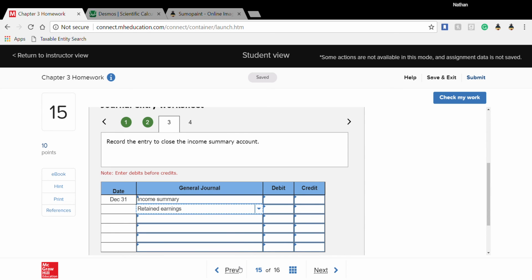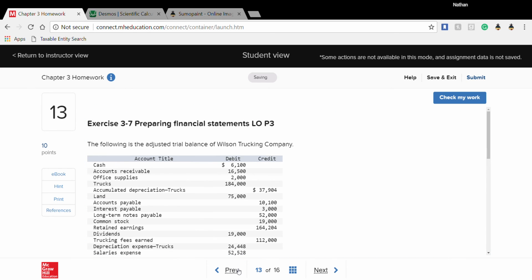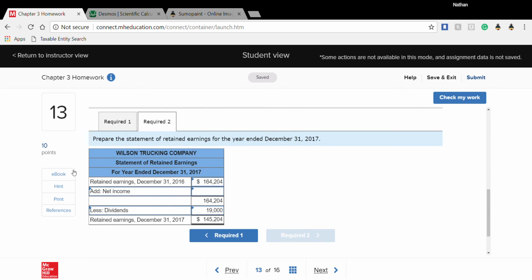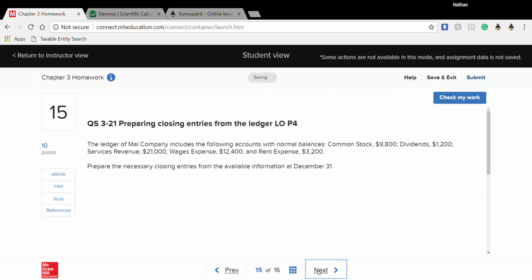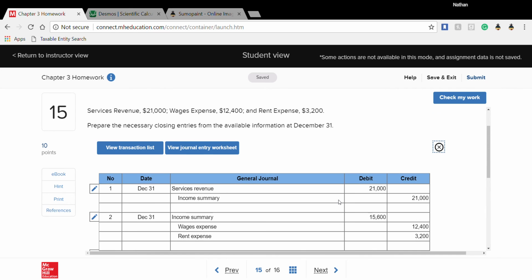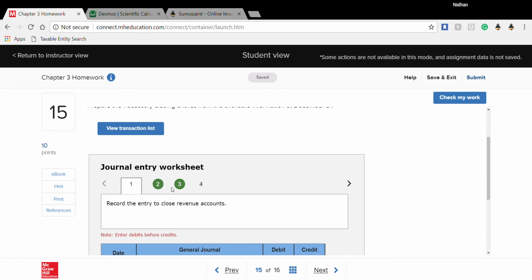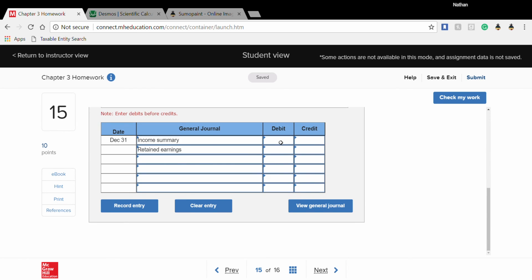Because again, with these, if I go back to this one, preparing financial statements, the last two closing entries are doing this financial statement again. We're basically adding our net income, and we're taking out our dividends. So back to 15, let it load up, close that out. So again, part 3, we put in the 5,400 and 5,400.